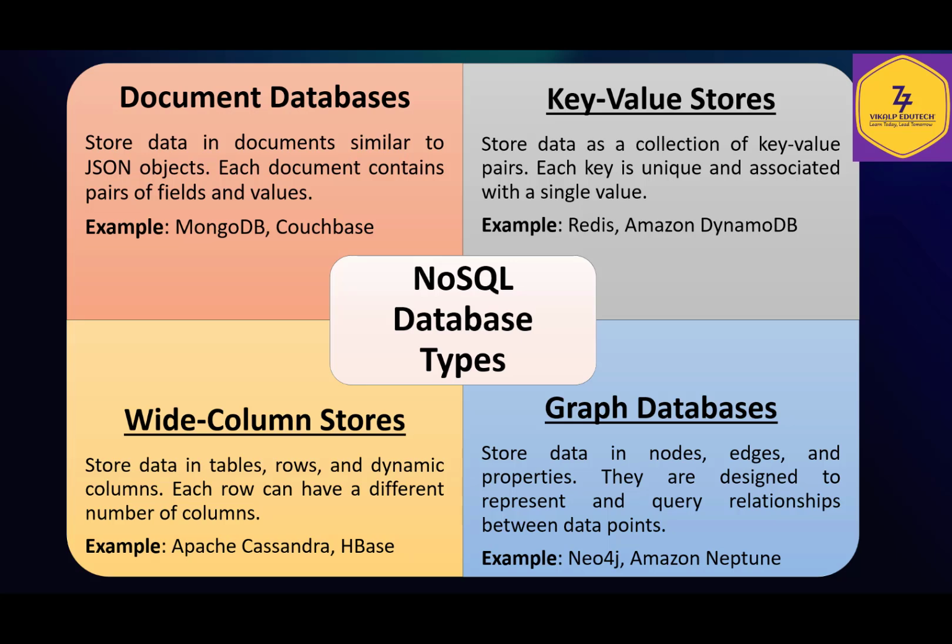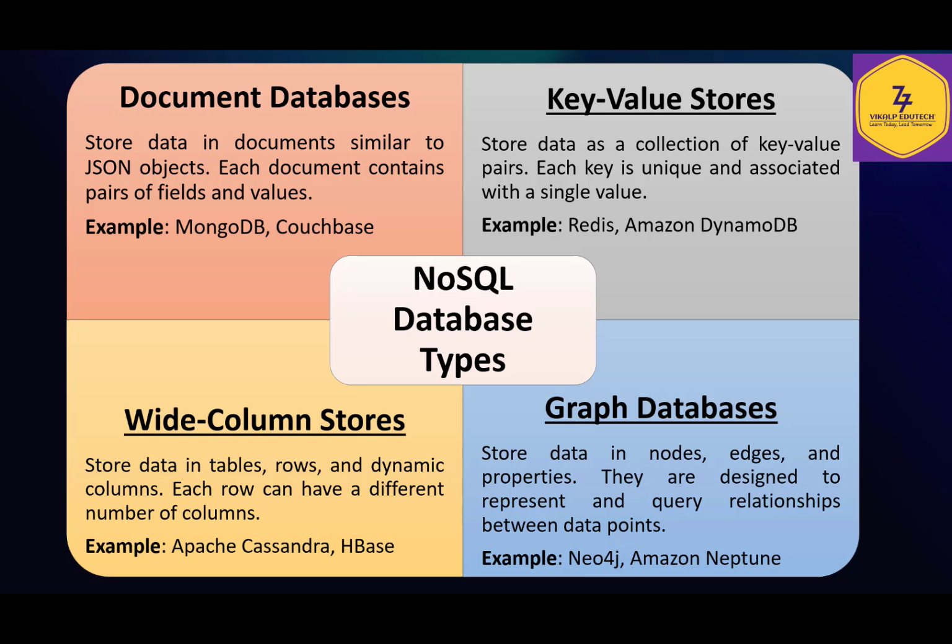Document databases store the data in documents in such a way that it's easy for humans to read and write, and easy for machines to parse and generate. Each document contains pairs of fields and values. Examples include Mongo and Couchbase. Key value databases store data as a collection of key value pairs. Each key is unique and associated with a single value. Redis and Amazon DynamoDB are examples of key value databases.